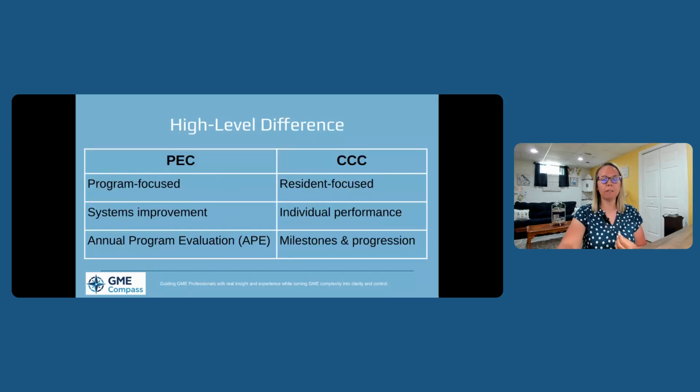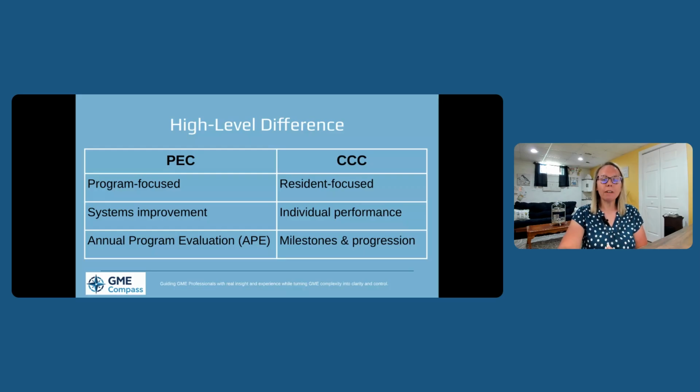The high level difference: Program Evaluation Committee, I'm going to say this over and over and over again because it's so important. PEC is program focused, systems oriented, and improvement driven. So, process improvement driven. That is really what motivates this meeting.